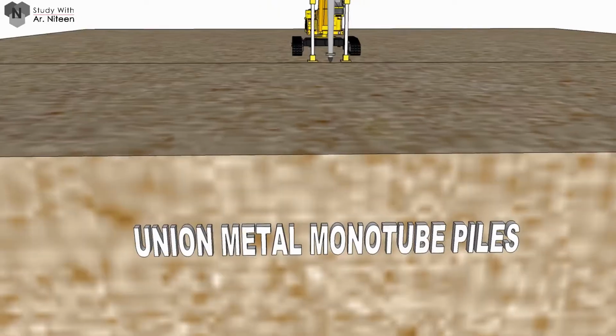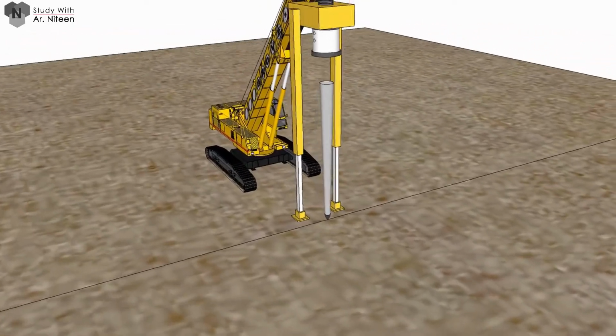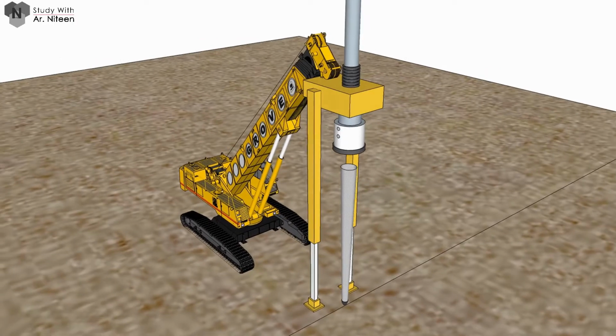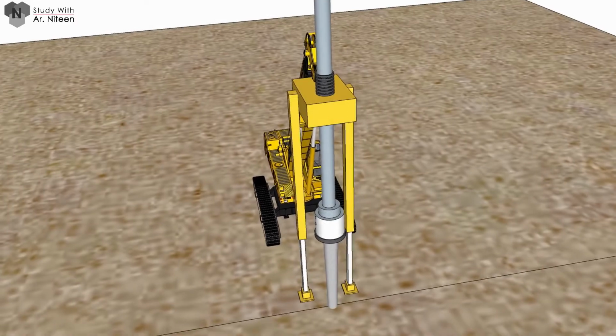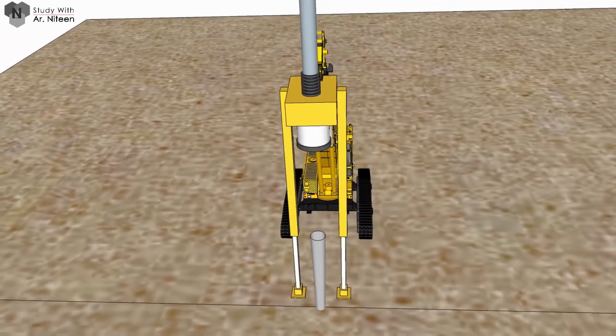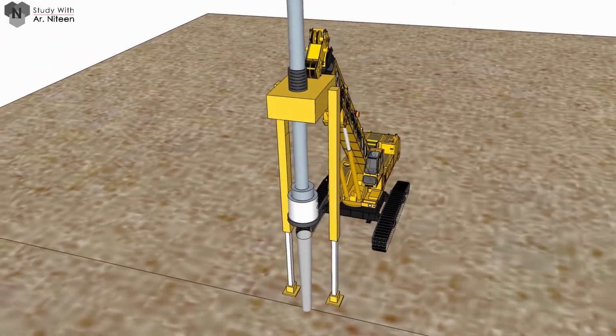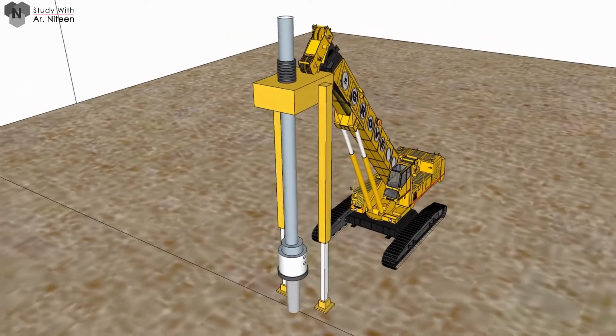Union metal monotube pile. These are tapered piles without mandrel or core. The shell is made of heavy steel which is driven in the soil to the required length. Then it is filled with concrete. These piles can be friction or end bearing pile.